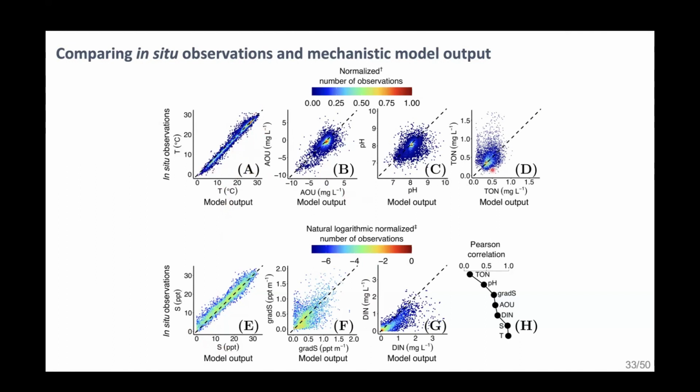The biological variables are definitely more difficult to model. For example, for total organic nitrogen, we typically underestimate the concentration. This is depicted by the fact that a lot of points are above the dashed line. I also show you here the Pearson correlation. Indeed, we have almost a perfect correlation of 1 for salinity and temperature, whereas for total organic nitrogen, for example, we have a significantly lower correlation.